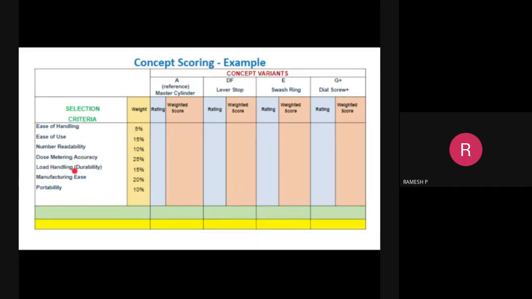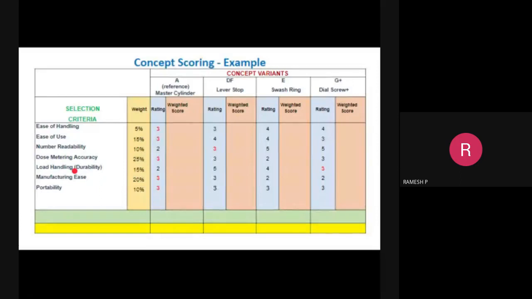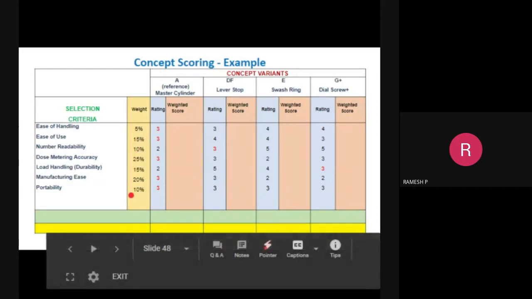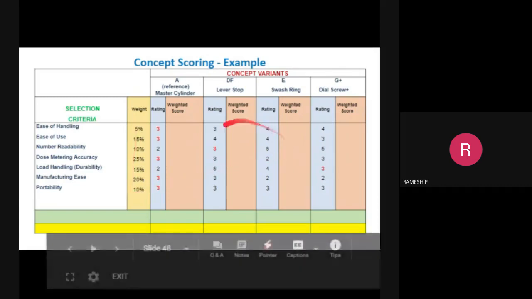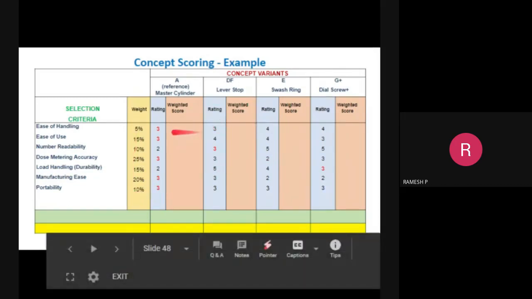Okay. Now look at the ratings. Ratings, as I said, should vary between 1 to 5. Here, a very worst performance, much worse performance, is not provided to any selection criterion for any concept, I hope, because these are already the most promising concepts. So the rating varies from 2 and the maximum is 5.